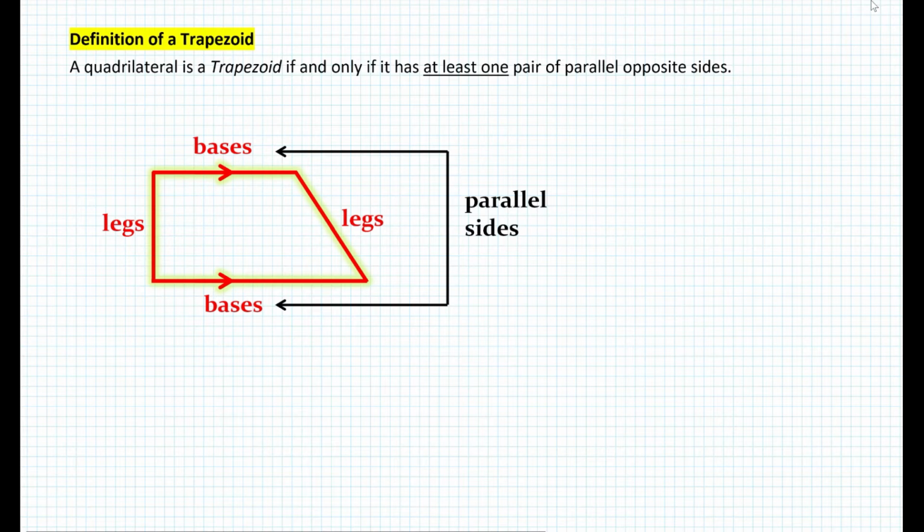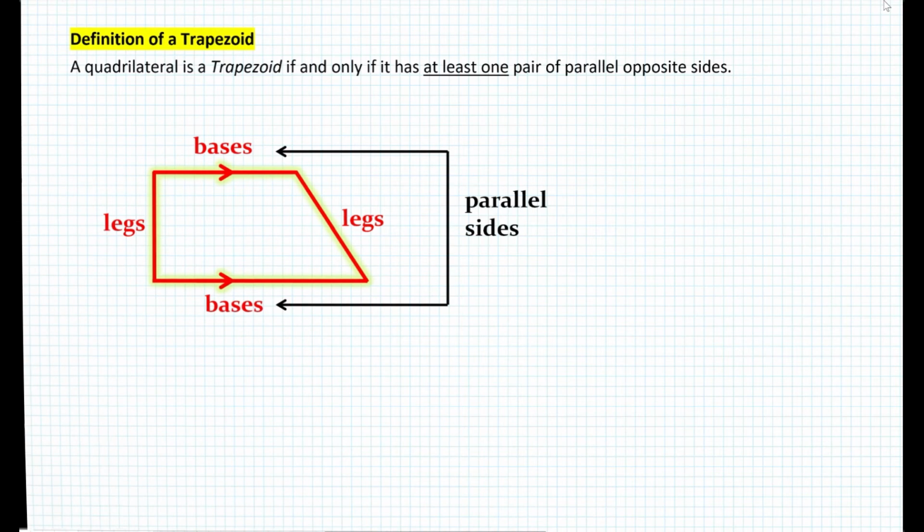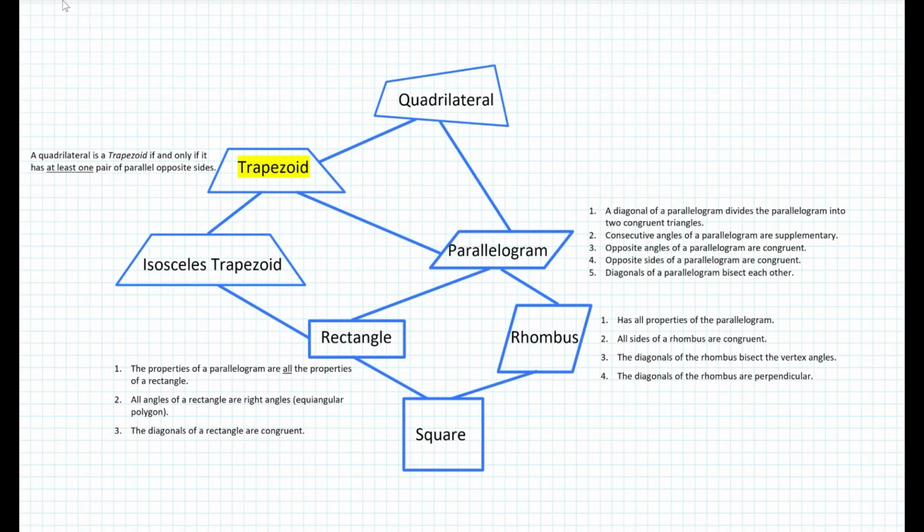So let's go back to the hierarchy of all the quadrilaterals that we did in the previous lessons. So here's the hierarchy of all the quadrilaterals that we have learned so far. As you can see, we learned first parallelograms after we introduced the concept of quadrilaterals. But it turns out that a parallelogram is indeed a trapezoid because of its definition of having at least one pair of parallel opposite sides.